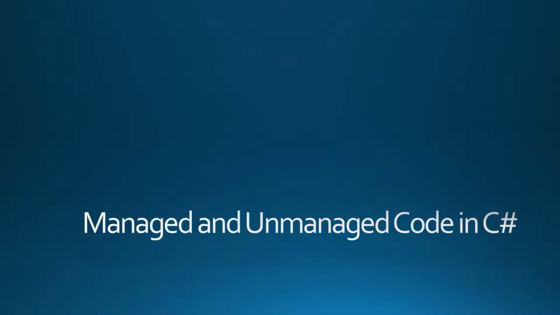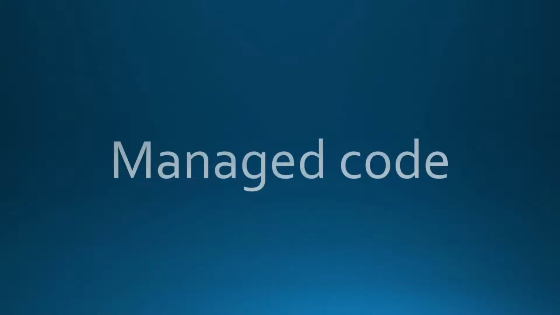Hello guys, let's talk about managed and unmanaged code in C#. In C# we may differentiate two types of code, managed and unmanaged. Managed code is code whose execution is managed by the CLR, Common Language Runtime.